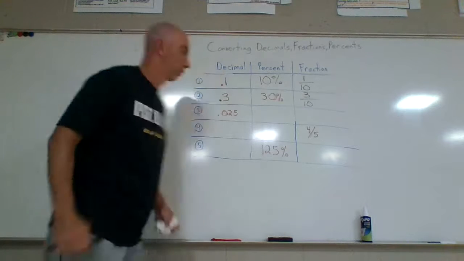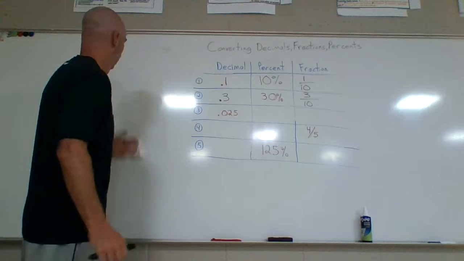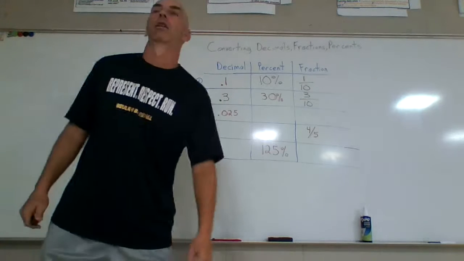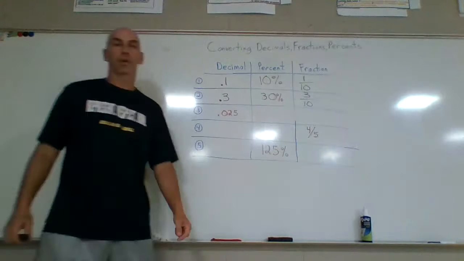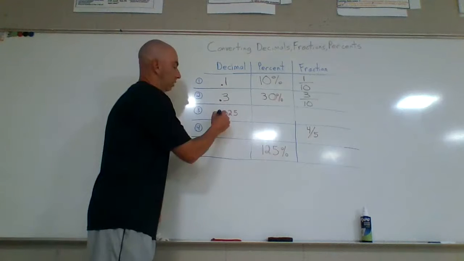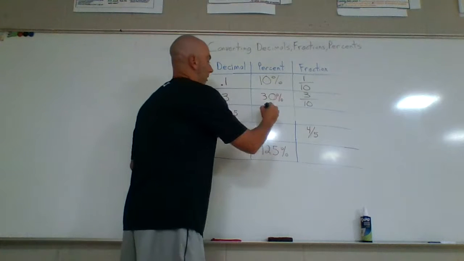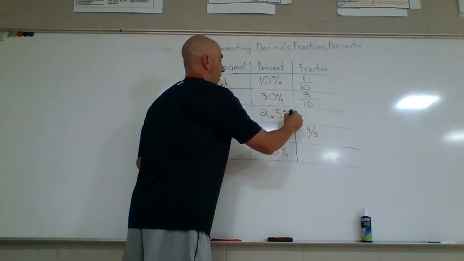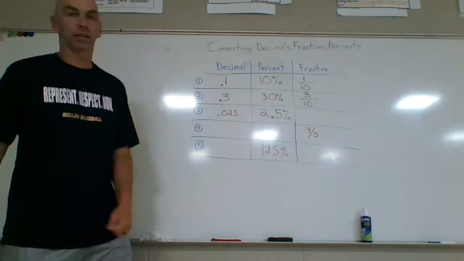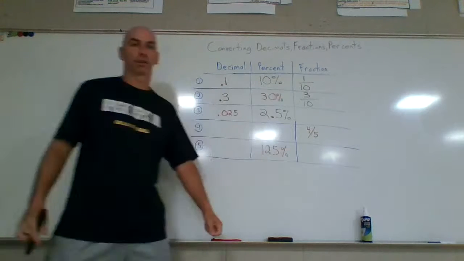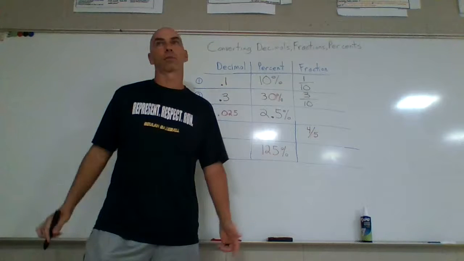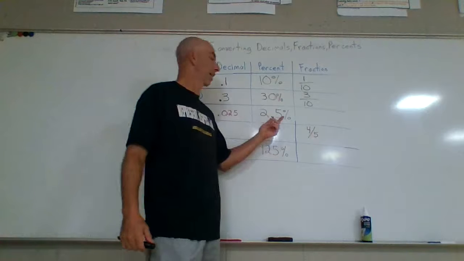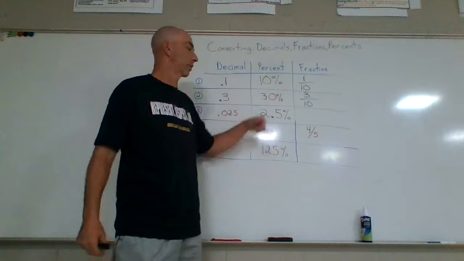Number 3 has 0.05. Percent's always way bigger. Move it to the right 1, 2 places. Now it's 2.5%. Yes, you can have a decimal in the percent. A lot of times taxes are like, oh, it's 8.5%. So you can have a decimal or a fraction inside a percent.